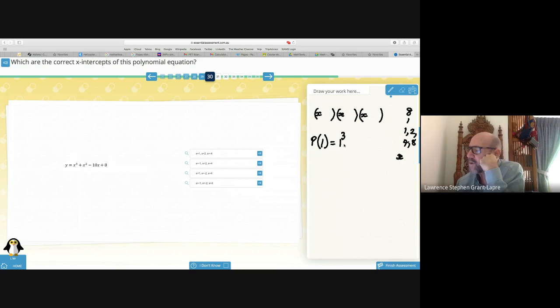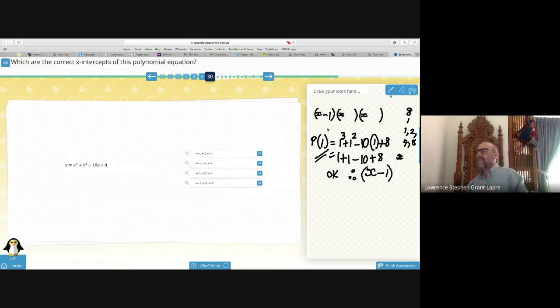1 cubed plus 1 squared minus 10 times 1 plus 8. So 1 plus 1 minus 10 plus 8. Okay, 1 works. Therefore, we call this the factor theorem. If 1 works, you need a bracket which says x minus 1, because that would give us the value of 1.